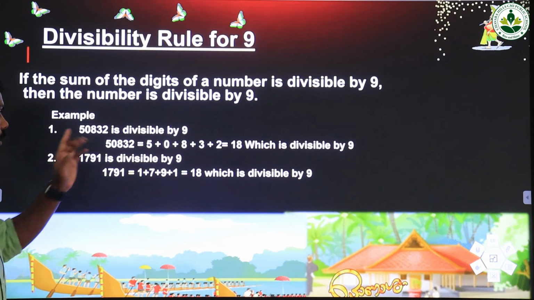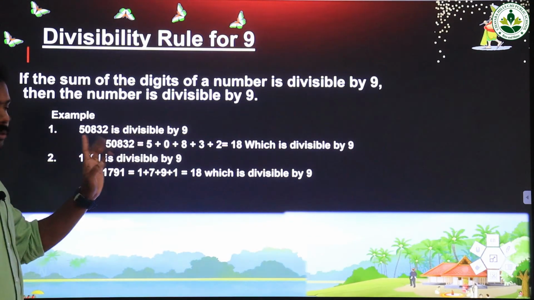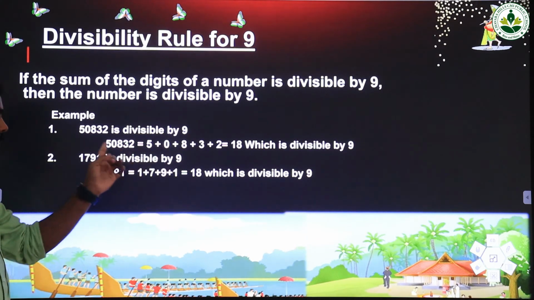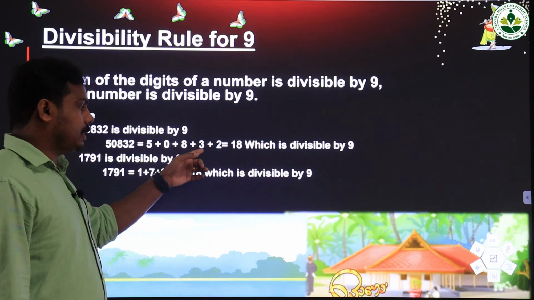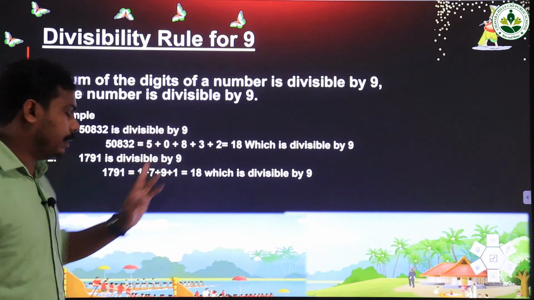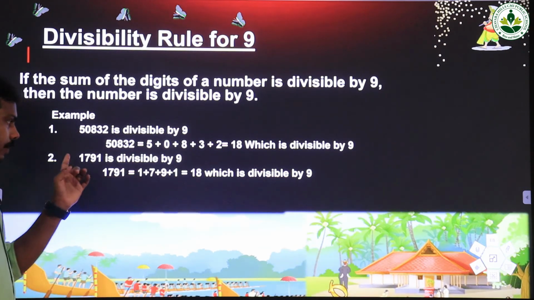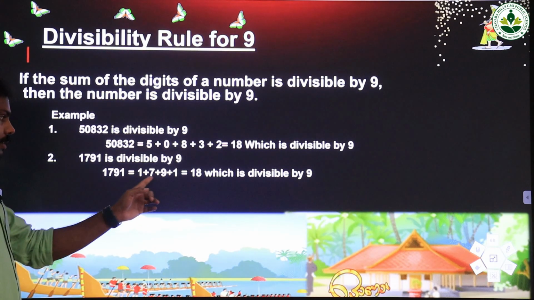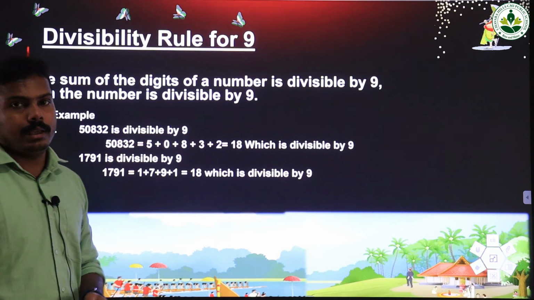For example, is 50,832 divisible by 9 or not? The sum of the digits of the number is 5 plus 0 plus 8 is 13, 13 plus 3 is 16, plus 2 is 18, which is divisible by 9. Next one, 1791. Find the sum of the digits: 1 plus 7 is 8, 8 plus 1 is 9, 9 plus 9 is 18, which is divisible by 9.